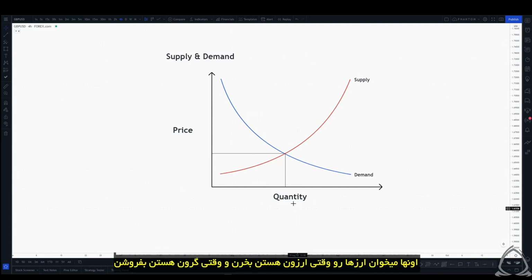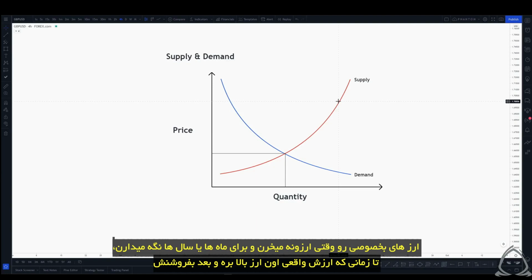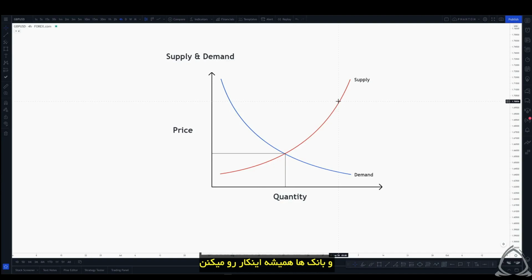They're trying to buy currencies when they're cheap and sell them when they're expensive. They also know that if they're running a business and their inventory is actually holding currency and selling them for transactions, they will buy certain currencies when they are cheap, holding them for months, maybe even years, until that currency appreciates in value so that they can then turn and sell it. And banks do this all the time.